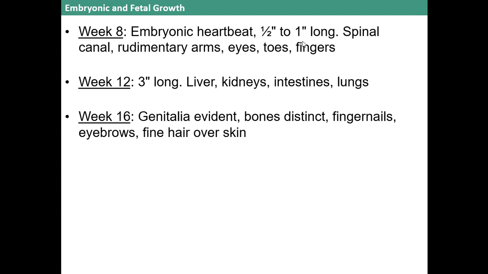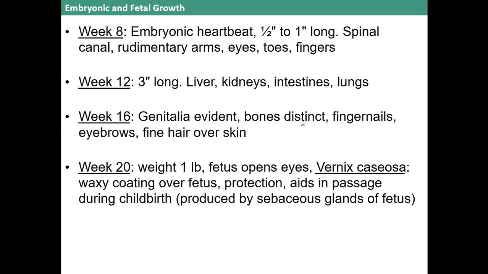By week 16, the genitalia is evident at this point. Bones are distinct. Through an ultrasound, little tiny vertebrae can be identified. The fetus has fingernails, eyebrows, a fine hair over the skin. And this again is at about the 4th month, week 16. By week 20, the fetus is about 1 pound.